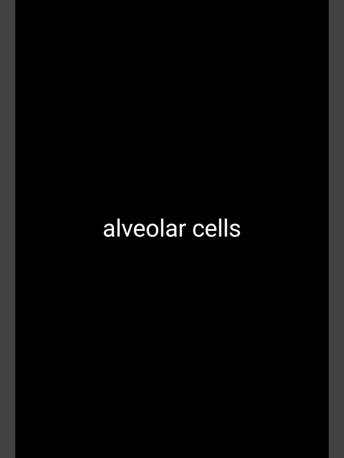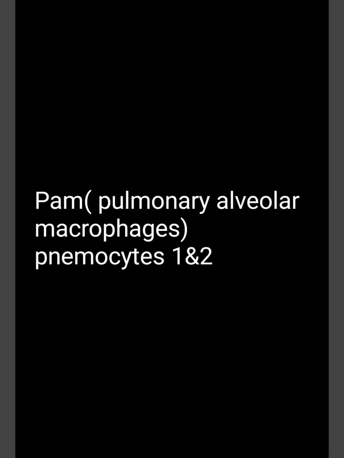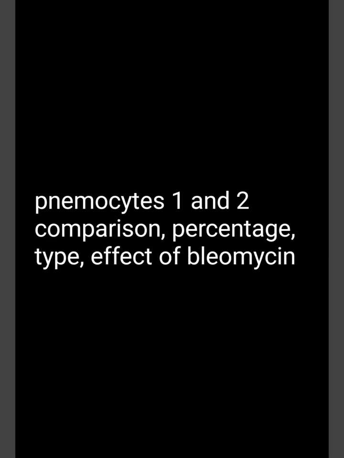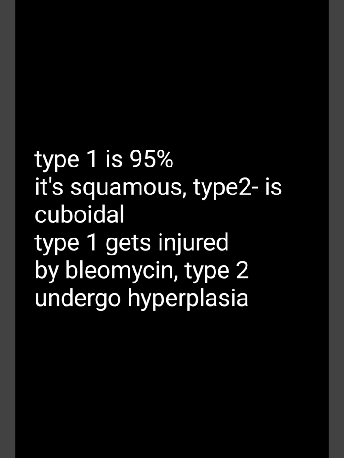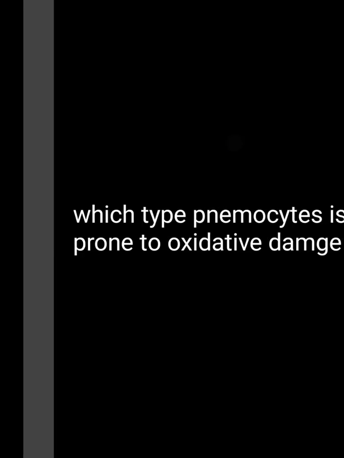Alveolar cells: PAM, pulmonary alveolar macrophages; pneumocytes type 1 and 2. Comparison of pneumocytes 1 and 2: percentage, type, effect of bleomycin. Type 1 is 95% and squamous; type 2 is cuboidal. Type 1 gets injured by bleomycin, type 2 undergoes hyperplasia.